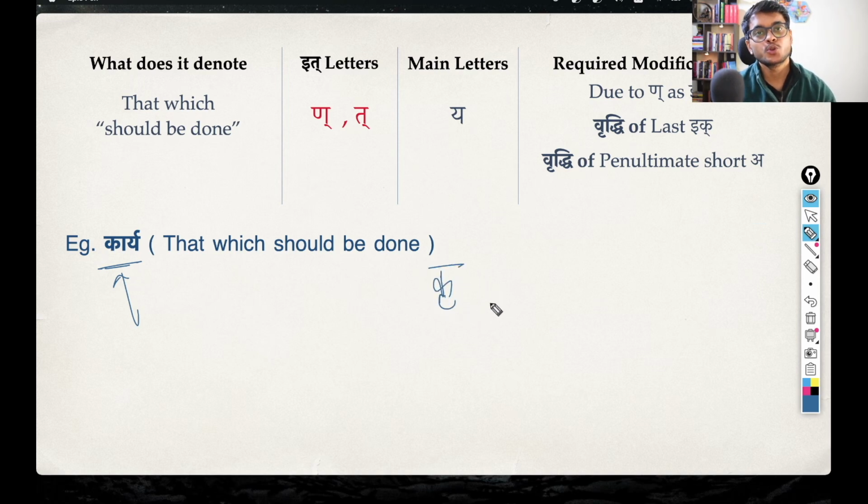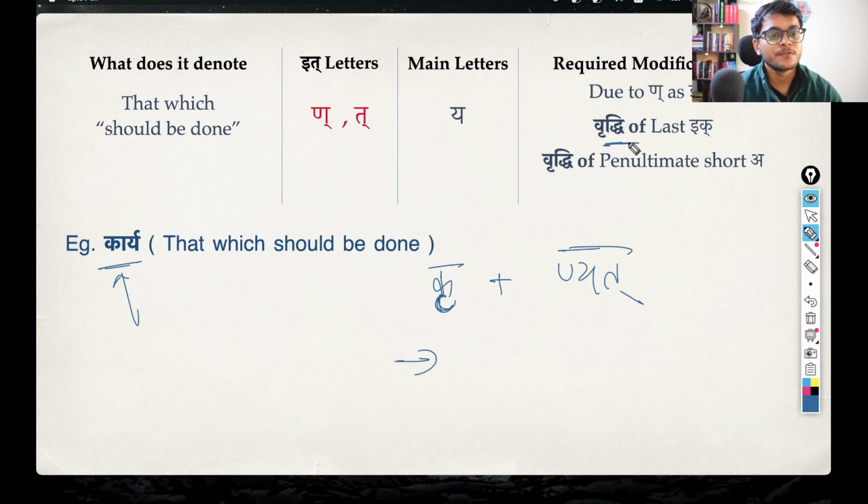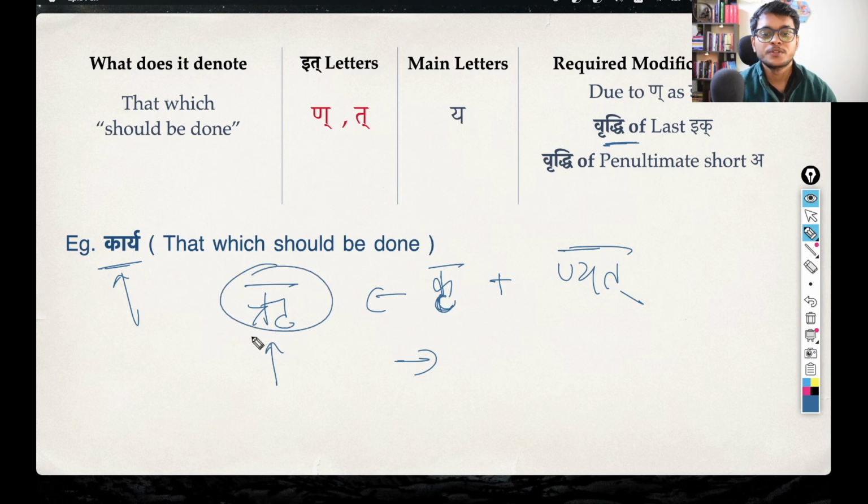Kri dhatu means to do. And since this particular dhatu is ending with a rikara, a hrasva ri, instead of using yat pratyaya, we are using nyat pratyaya. Okay. And now let us see the modifications. Here the vriddhi of last ik happens. So for our kri dhatu, the last swara is this ri swara. And ri also is a simple vowel. This belongs to this ik pratyahara. So the vriddhi of this ri will happen.